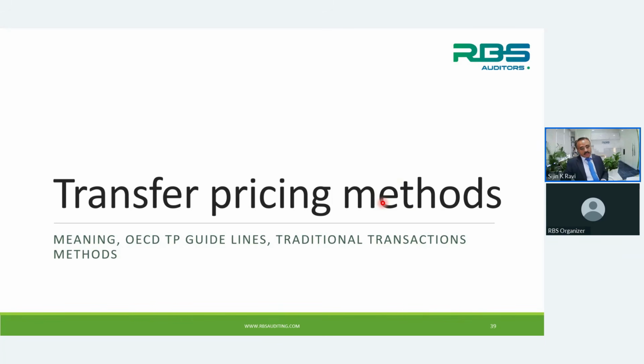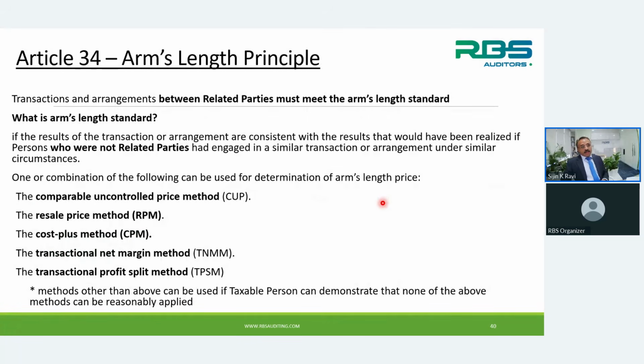So let's see what the transfer pricing methods are. Article 34 of the UAE tax laws says you have to follow 5 transfer pricing methods: comparable uncontrolled price method, CUP method, resale price method, cost plus method, transactional net margin method, and transactional profit split method. These are the 5 methods prescribed by the OECD guidelines.